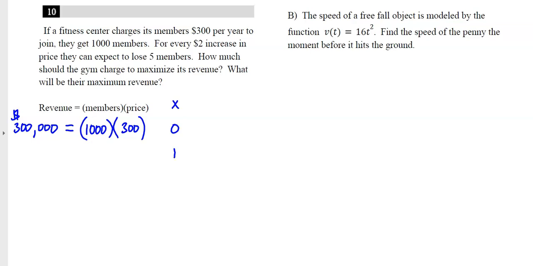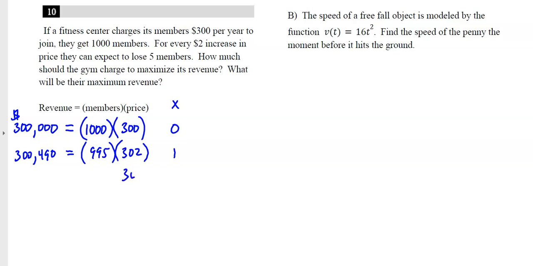Well, after the first increase, that would put me at 302, but then I'm going to lose 5 members. So I'm going to be at 995. So let me bust out my calculator here really quick. And we are going to go 995 times 302. So that gives us 300,490. So we actually did better by charging a little bit more.